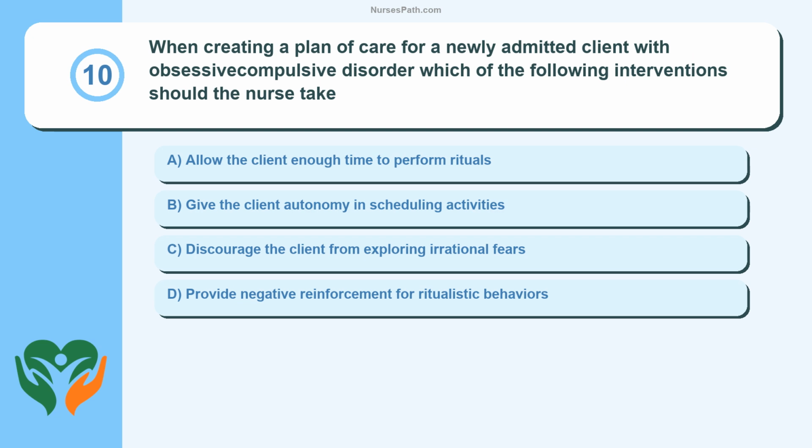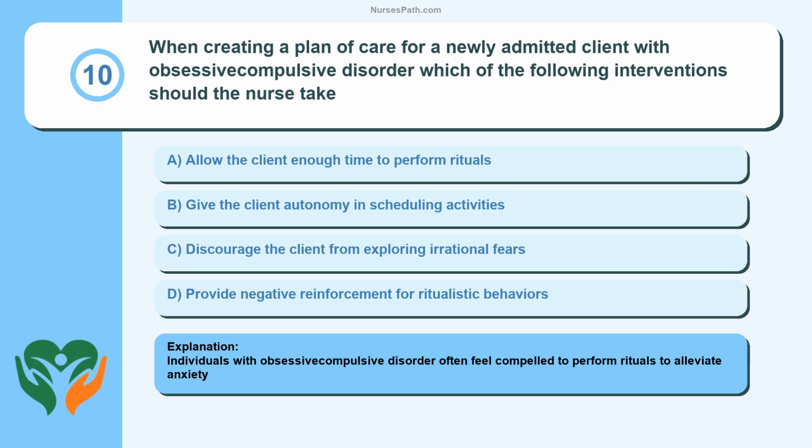Question 10. When creating a plan of care for a newly admitted client with obsessive-compulsive disorder, which of the following interventions should the nurse take? Allow the client enough time to perform rituals. Give the client autonomy in scheduling activities. Discourage the client from exploring irrational fears. Provide negative reinforcement for ritualistic behaviors. Individuals with obsessive-compulsive disorder often feel compelled to perform rituals to alleviate anxiety.